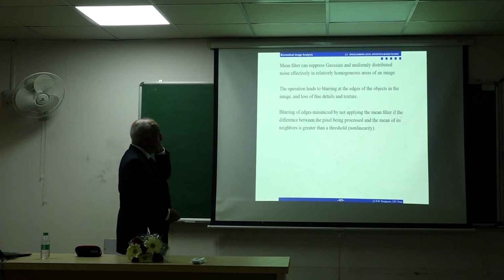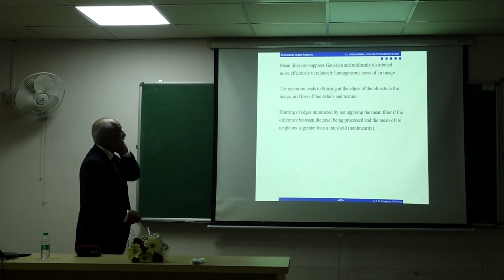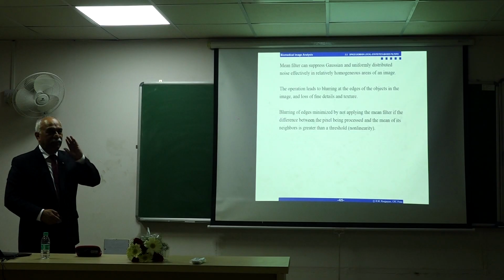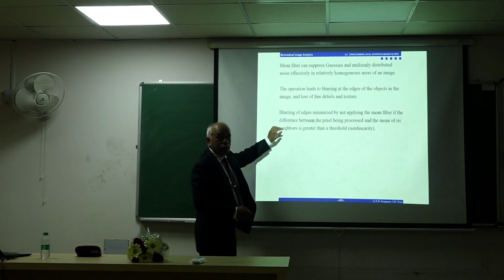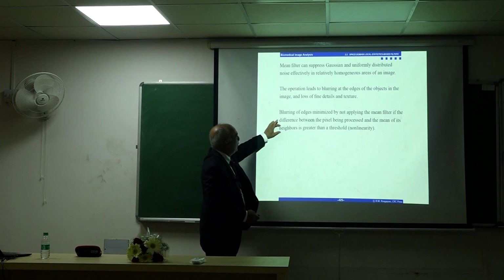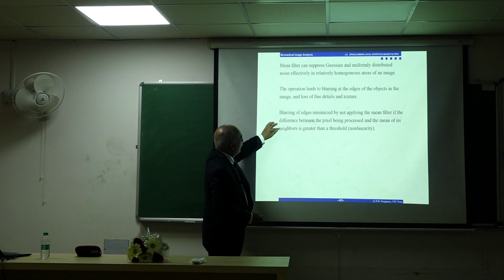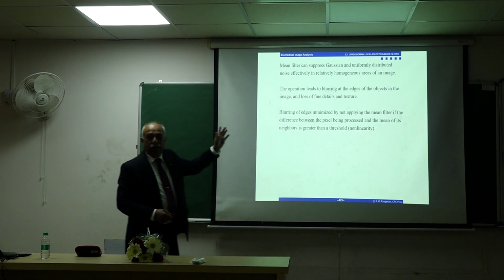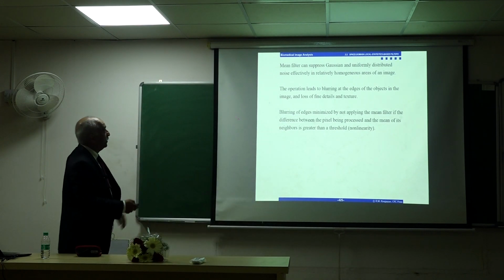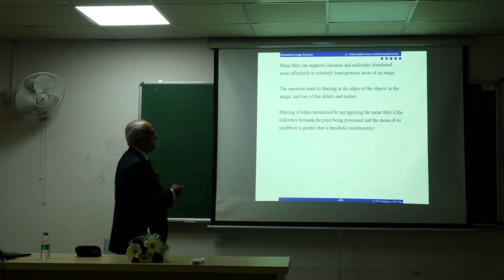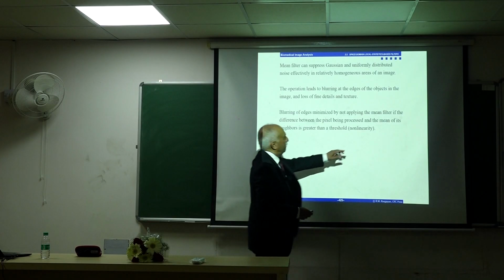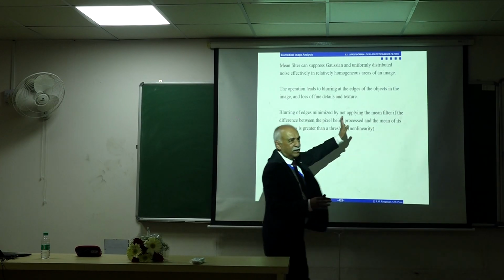The mean filter can suppress Gaussian and uniformly distributed noise effectively in relatively homogeneous areas like this, or within these characters. But when the window overlaps background and object, then there is blurring. So the operation leads to blurring at edges of the objects in the image and loss of fine details and texture. So fine detail like this dot will be blurred out.